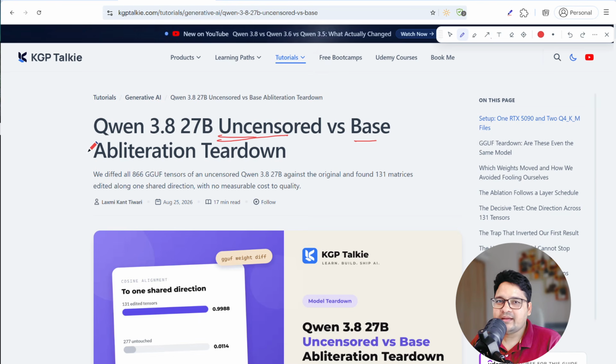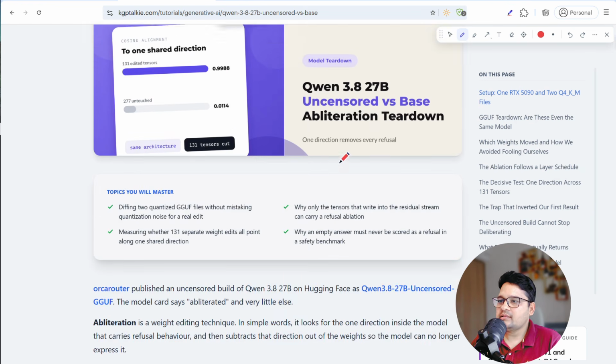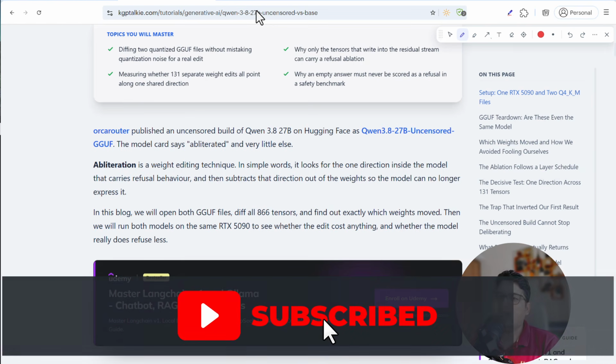All right, now let's see how I did this benchmarking of the uncensored model and the base model. As I told you, I took the Qwen 3.8 27 billion parameter model first, which I call the stock model. I took this stock model from Ollama. Apart from Ollama, I also took it from Unsloth. So I took it from two places, Ollama and Unsloth. And then I also took the uncensored one from Hugging Face, from Orc Router, as I told you earlier.